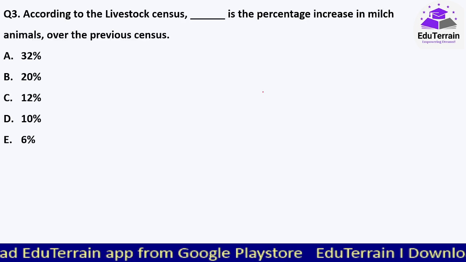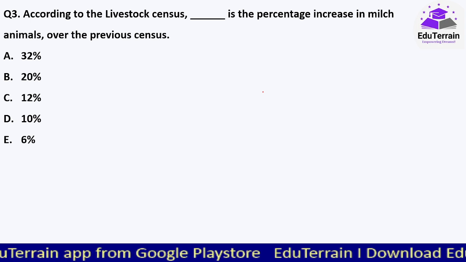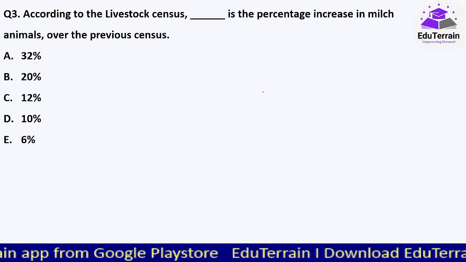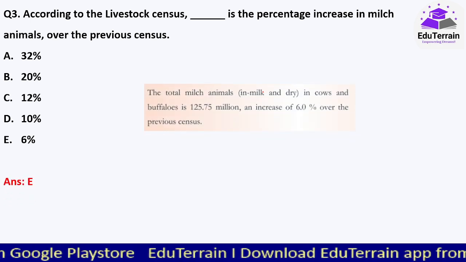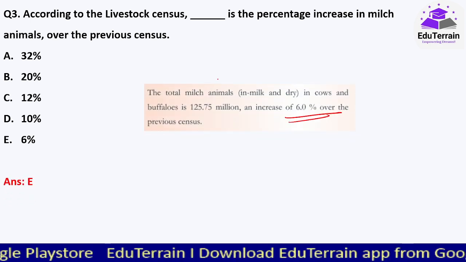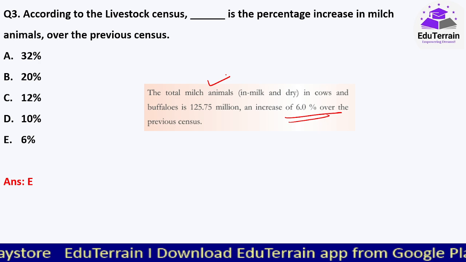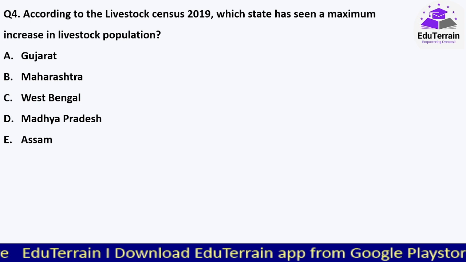Now according to the same livestock census, what is the percentage increase in milch animals over the previous census? If compared, this is 6%. There is a 6% increase of total milch animals in cows and buffaloes when compared to the previous census.